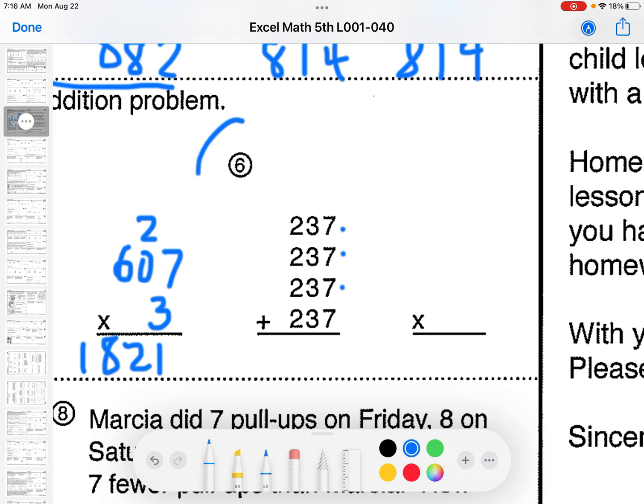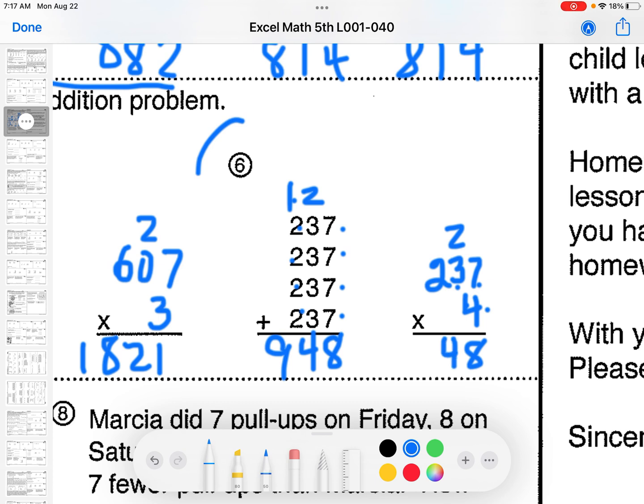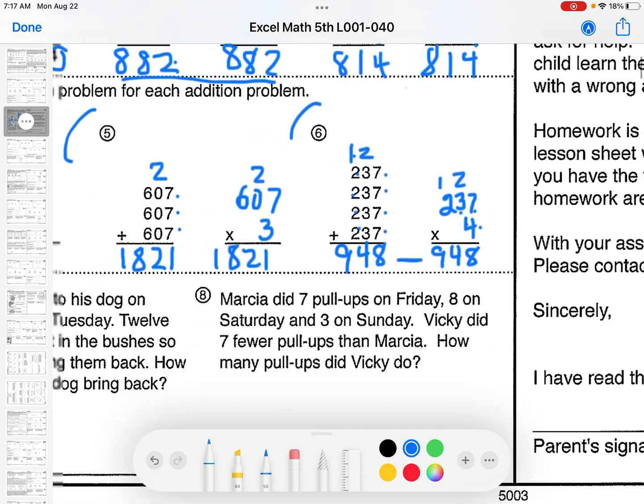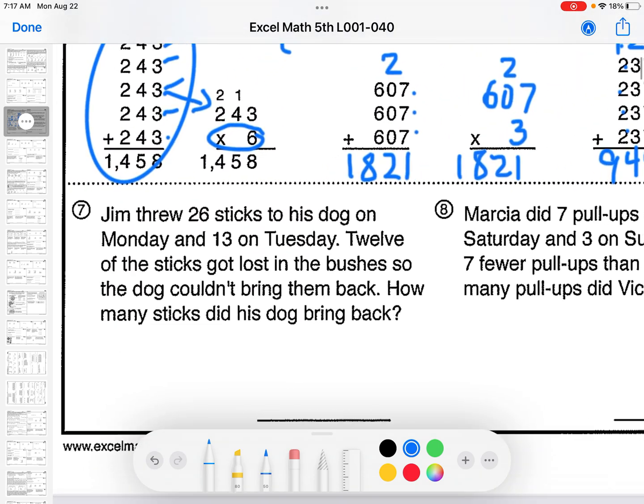7 plus 7 plus 7 plus 7. Should have put 28. Regroup with the 2. 3, 6, 9, 12 plus 2 is 14. Regroup with the 1. 2, 4, 6, 8 plus 1 more makes 9. And we have 4 237s. So you should have multiplied by 4. 7 times 4 is 28. Regroup with the 2. 3 times 4 is 12 plus 2 is 14. 2 times 4 is 8 plus 1 is 9. Match-a-rooney. Woo!